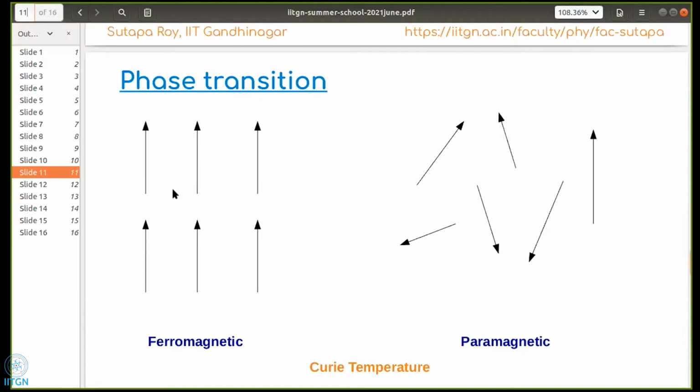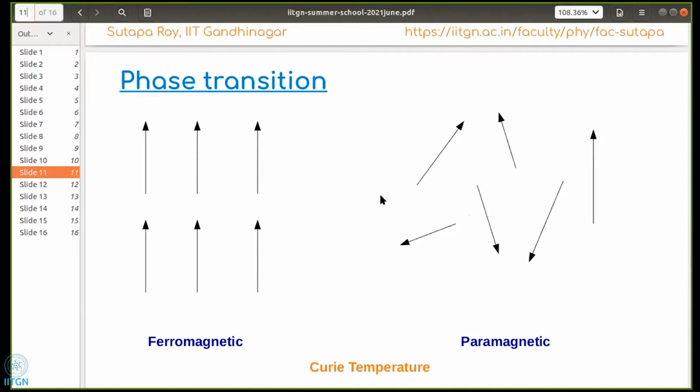For a ferromagnetic system, these lattices are all aligned in one particular direction. Whereas if you have the paramagnetic, it's mainly disordered, so it can align in any direction. What it means is that if I look at the order parameter of such a system, the order parameter here is going to be the average magnetization. For a paramagnetic system, it's going to be 0 because they are randomly oriented. Whereas for a ferromagnetic, it's going to be a finite value because they are all aligned in one particular direction.